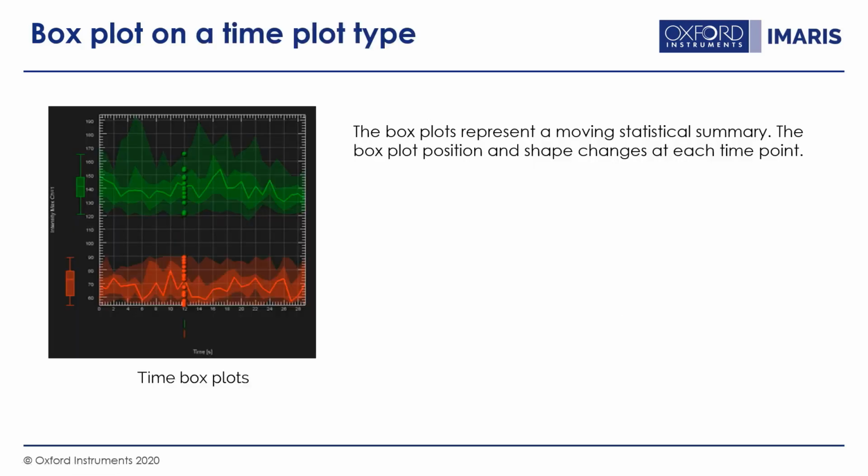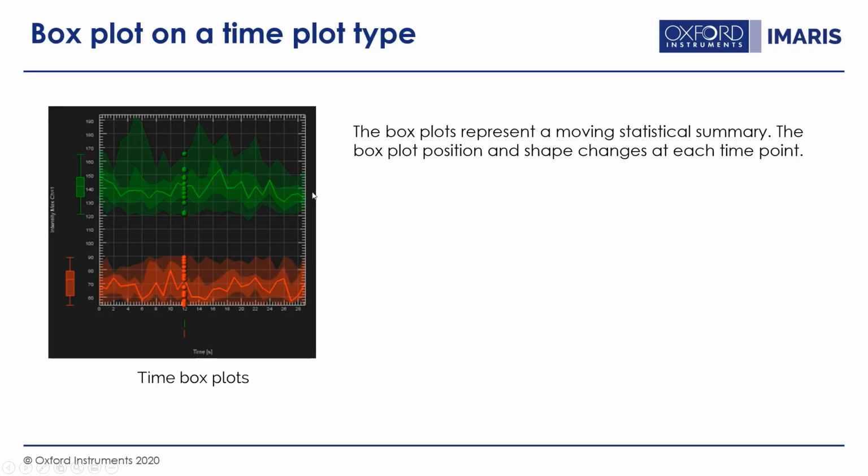Now if you have time series, you can get a time plot. The box plot here represents a moving statistical summary. That means that the box plot position and shape changes at each time point. Here I have a snapshot of a single time instance, and the box plot reflects exactly the statistical summary of that time point. In the background you have the summary of the whole time series.